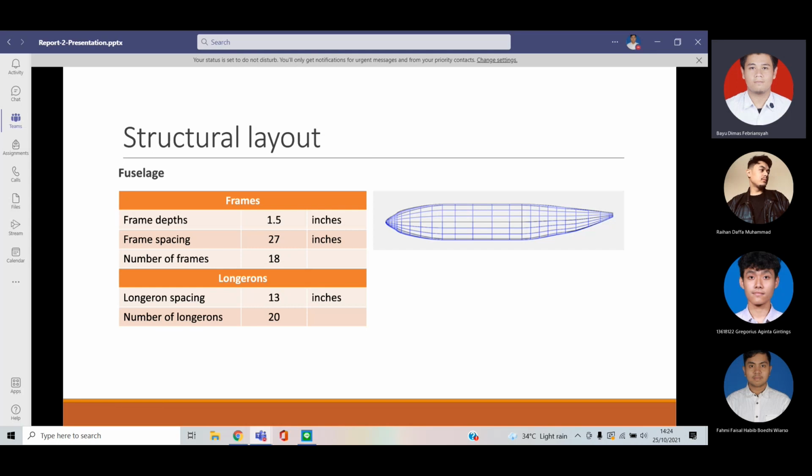This is the structural layout of our fuselage. I referenced it from Roskam Part 3. It gives a value for frame spacing and also longeron spacing for a small commercial aircraft. From these values, we can figure out the number of frames and longerons that we need to apply for our aircraft, which is 18 frames and 20 longerons. Roskam also gave a value for the frame depth, which is 1.5 inches.